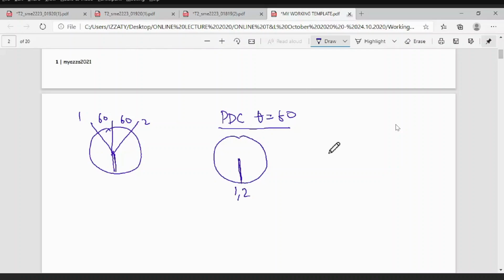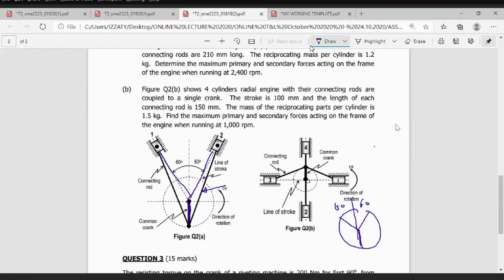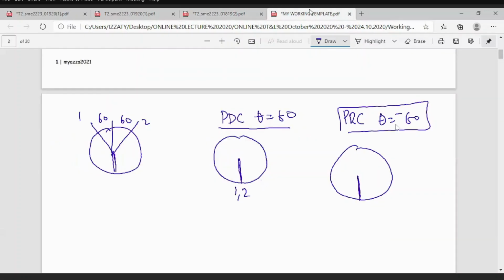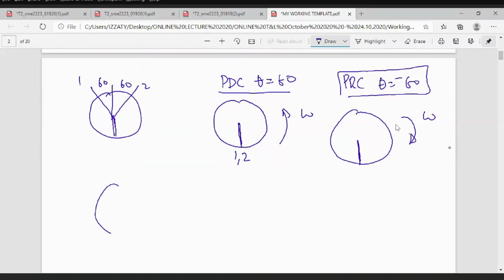Okay. Then move on to this one, which is the primary reverse crank. This one theta equal to negative 60. You're working here, crank is here. What is the rotation just now? This one is counterclockwise, and this one will be clockwise. Omega here and omega here. So this is your working, this cylinder number 1, cylinder number 2. Crank will be here.